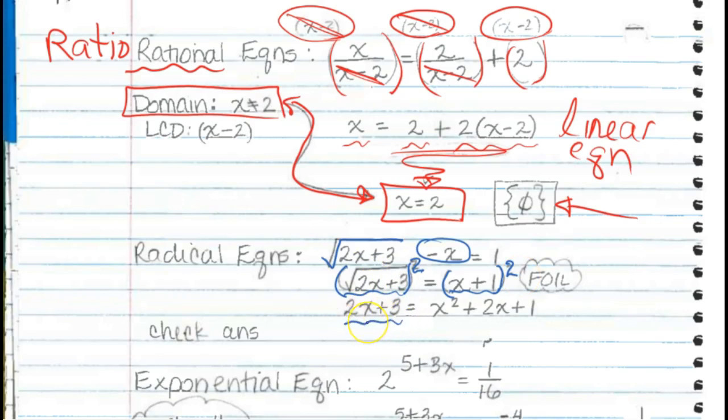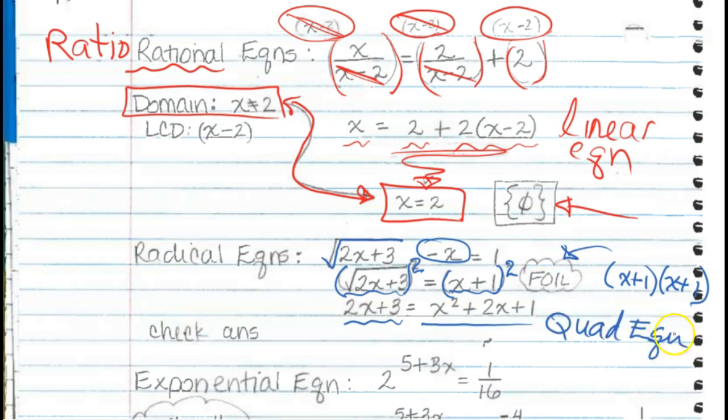They kind of cancel each other out, and I end up with just 2x plus 3 on the left. However, on the right side, remember that I'm getting my x plus 1 and I'm squaring it, so I'm going to do x plus 1 times x plus 1. And that's the reason why I wrote the word FOIL, to remind you that you actually have to multiply those two binomials, and that's how you get x squared plus 2x plus 1. And this is now a quadratic equation.